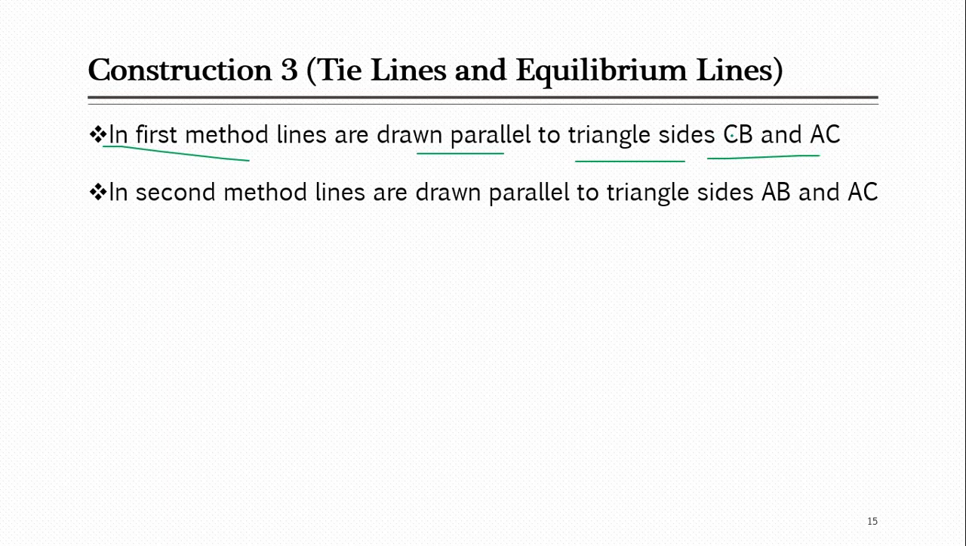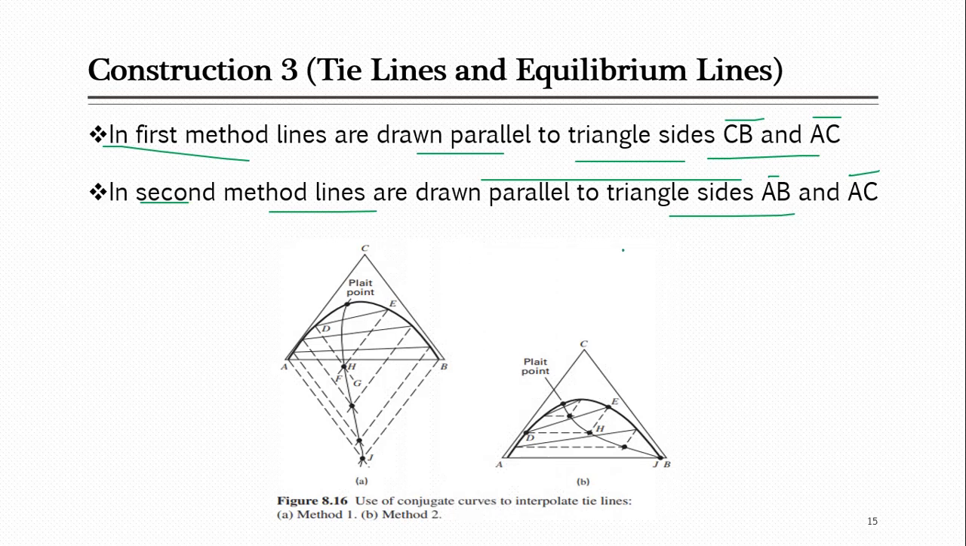There will be a starting point as well as an ending point for these lines, which I will discuss. In the second method you also have to draw parallel lines, but they are a bit different: they are along AB and AC, while in the first method they are along CB and AC. Let's look at this diagram here.